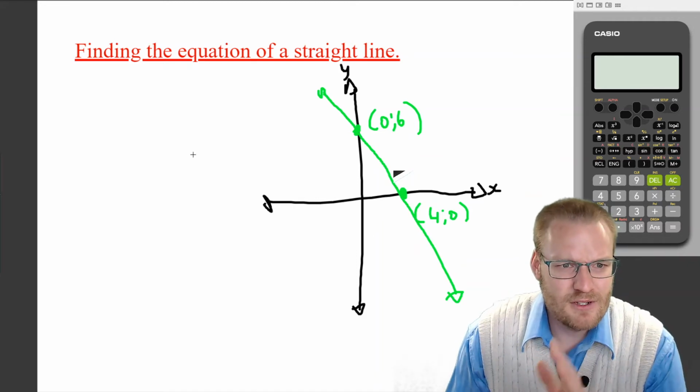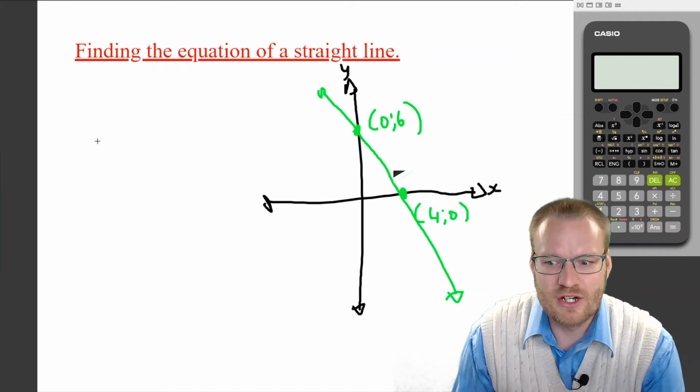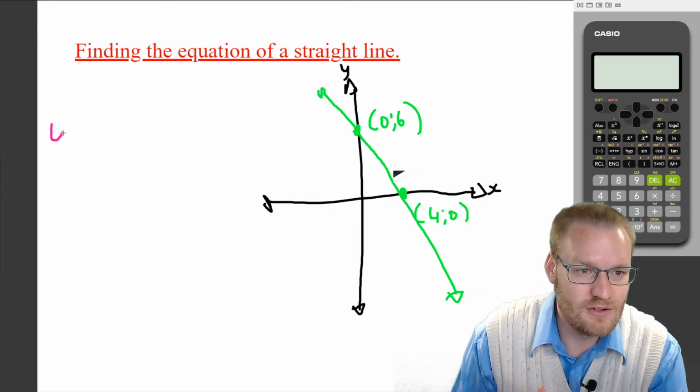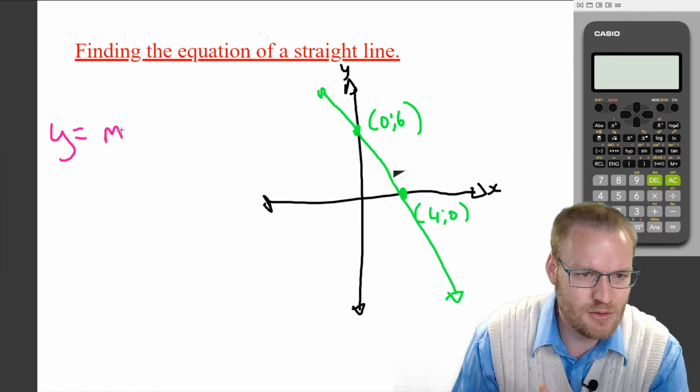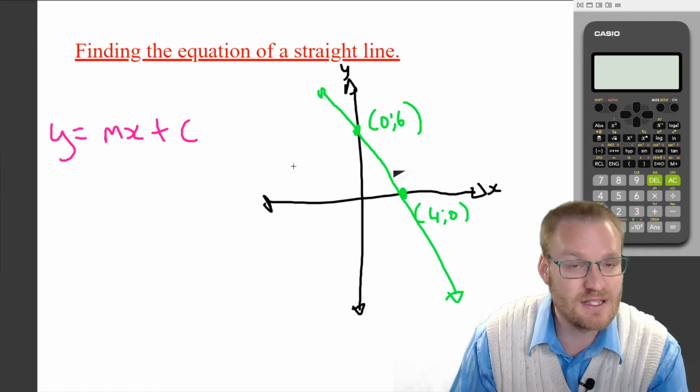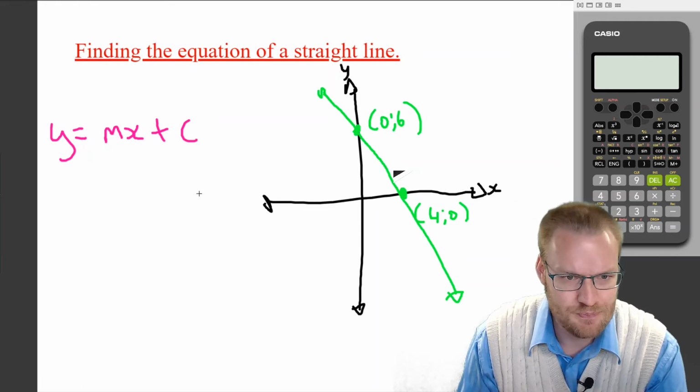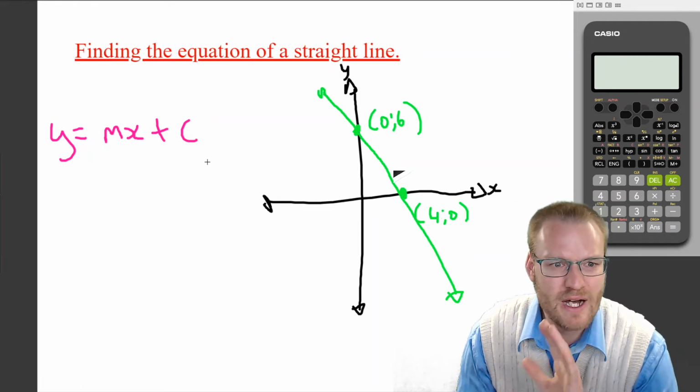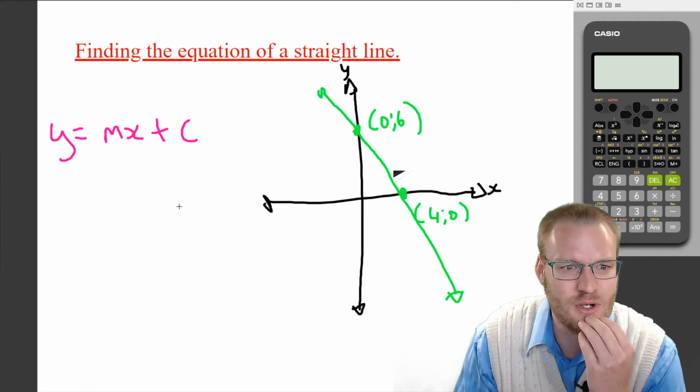Now, our starting point is, what was the general form of any straight line? We said that it was y equals mx plus c. This is the standard form that we looked at. So that's our starting point. Write down y equals mx plus c.